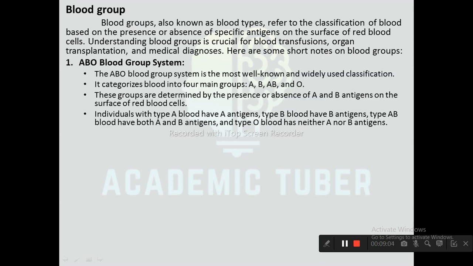First one is the ABO blood group system. The ABO blood group system is the most well-known and widely used classification. It categorizes blood into four main groups: A, B, AB, and O. These groups are determined by the presence or absence of A and B antigens on the surface of red blood cells. Individuals with type A blood have A antigen, type B blood have B antigen, type AB have both A and B antigens, and type O blood has neither A nor B antigen.